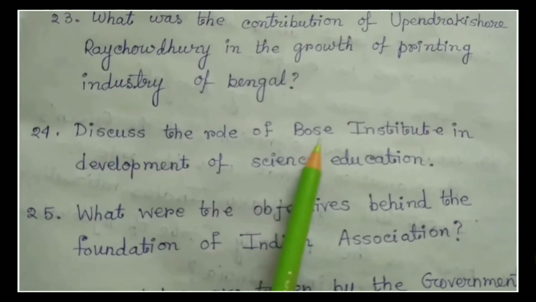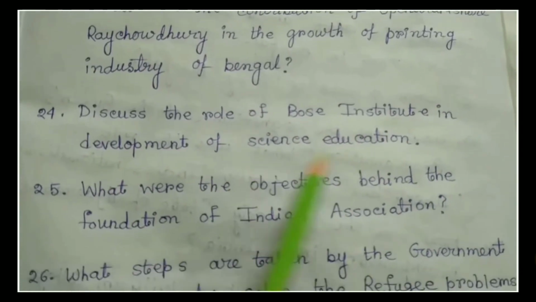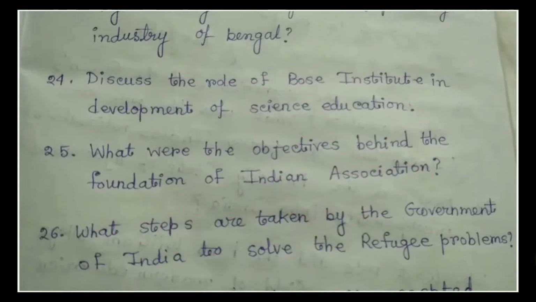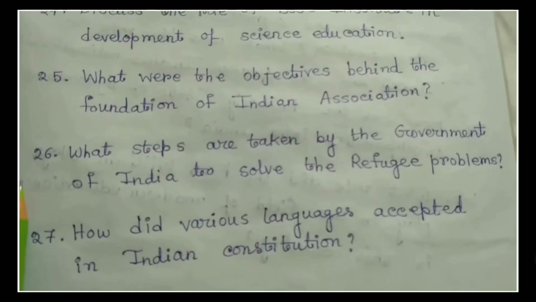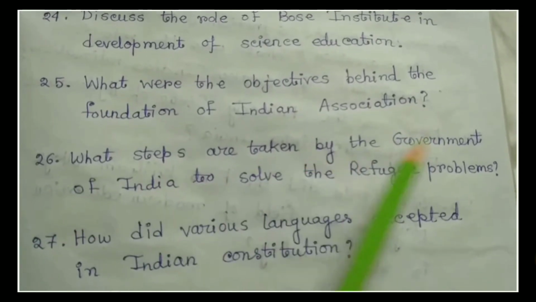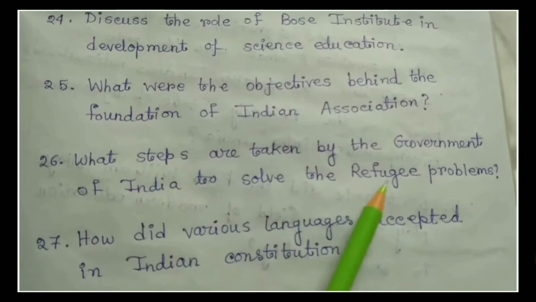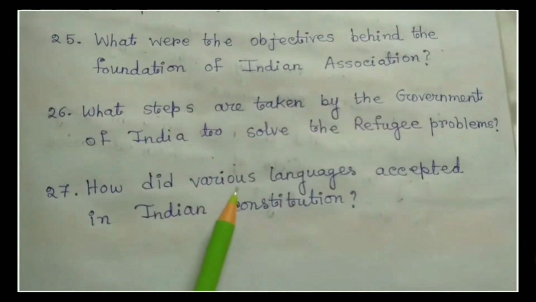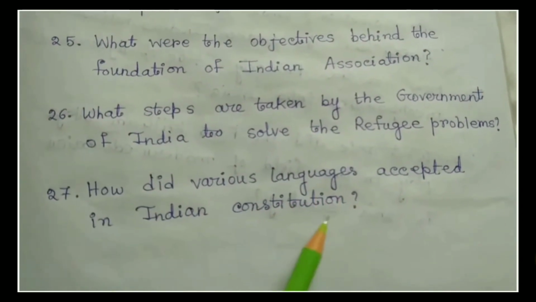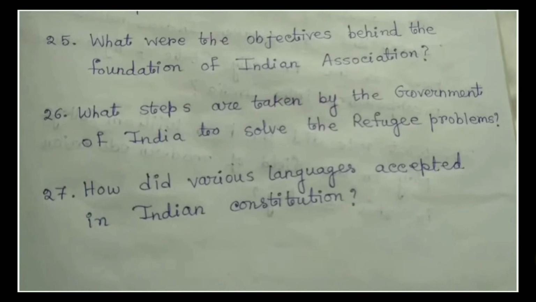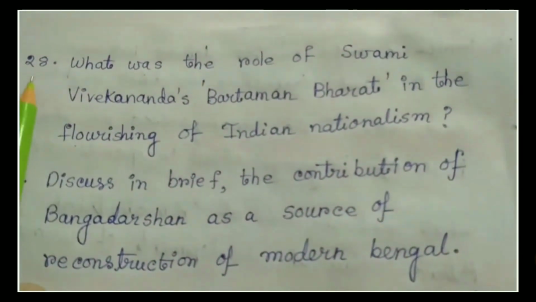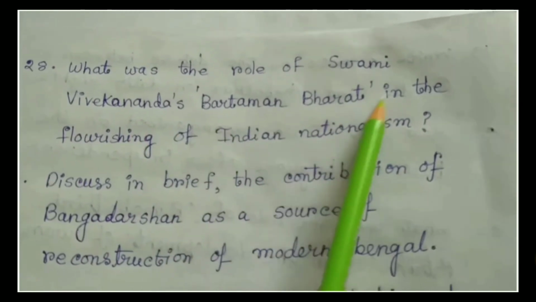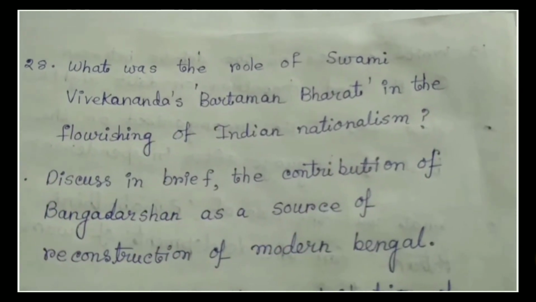Discuss the role of Bose Institute in the development of science education. What were the objectives behind the foundation of the Indian Association? Question number 26. What steps were taken by the government of India to solve the refugee problems? Question number 27. How were various languages accepted in the Indian Constitution? Question number 28. What was the role of Swami Vivekananda's Bartaman Bharat in the flourishing of Indian nationalism?